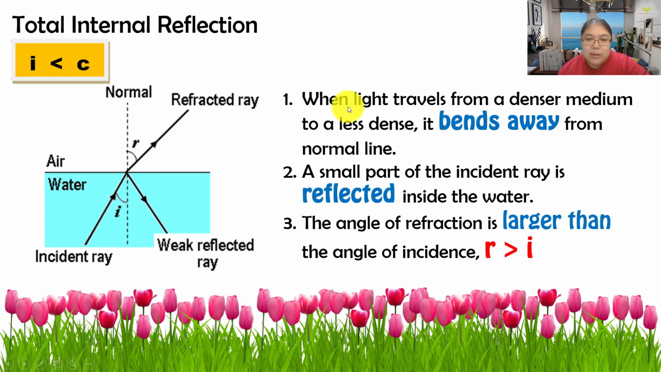Okay, now we see the explanation. When the light travels from a denser medium, that's water, to a less dense medium, the air, it will bend away from the normal line. So a small part of the incident ray will be reflected inside the water. Actually there is a weak reflected ray that comes back inside the water, but it's very small, so normally we just ignore it because we want to see the refracted ray in the less dense medium. From here the angle of refraction is larger than the angle of incidence. So we can see that I is smaller, then R is bigger.